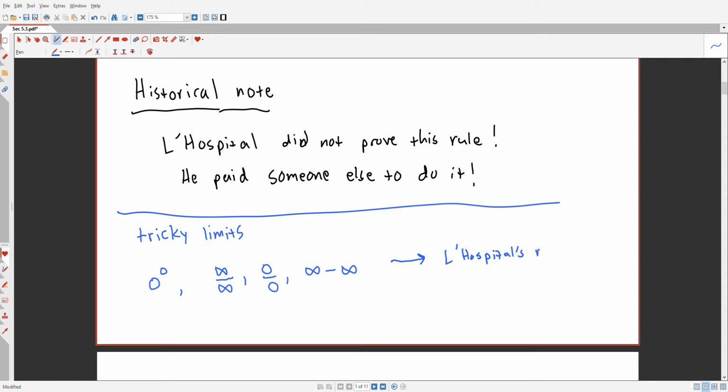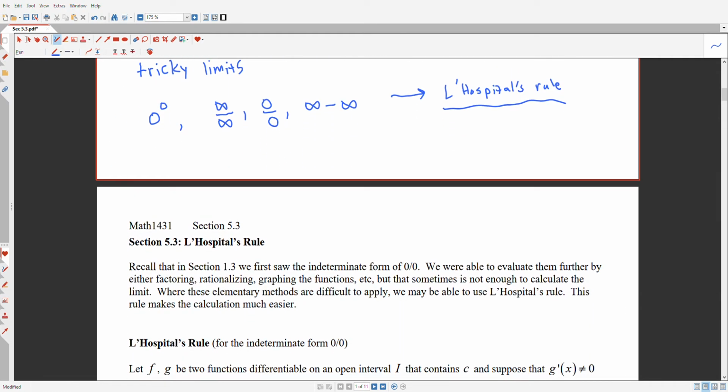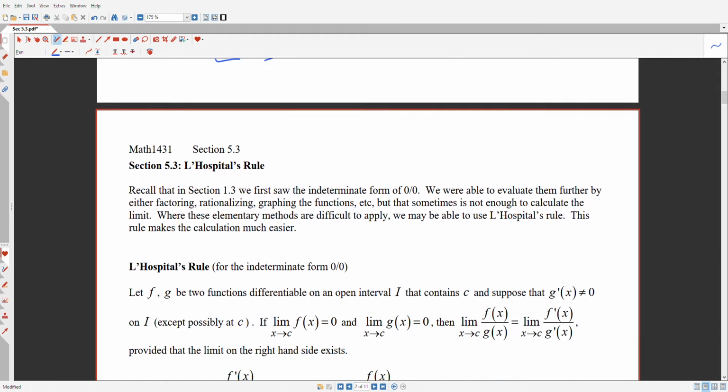I had a student several years ago who remembered this by calling it Floppy Towel's rule. Okay, so the first ones we're going to start with are infinity over infinity and 0 over 0. Then we'll get to some of the other tricky limits.